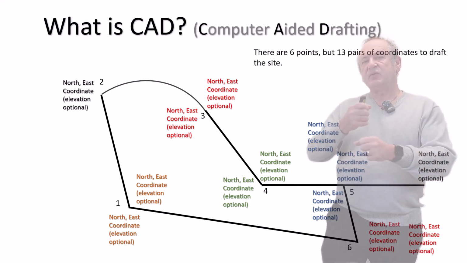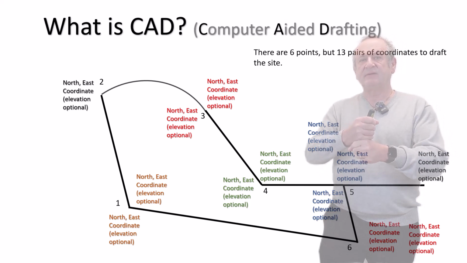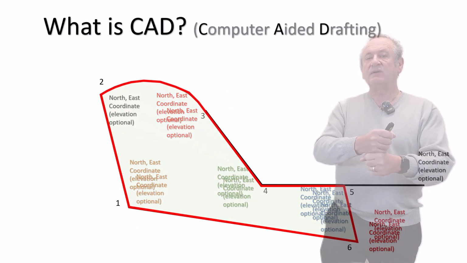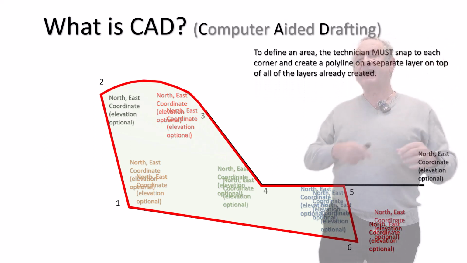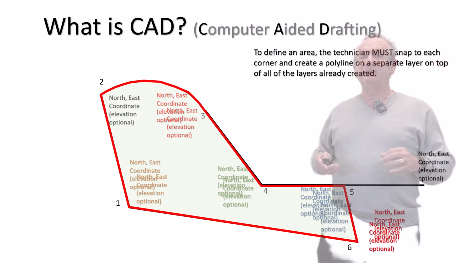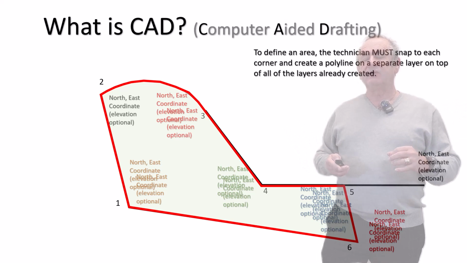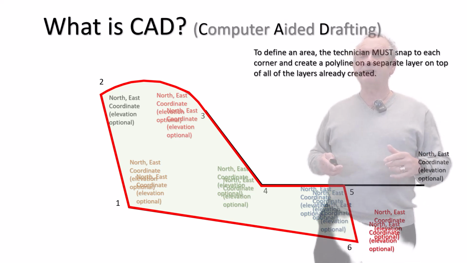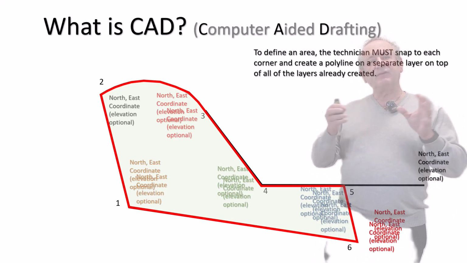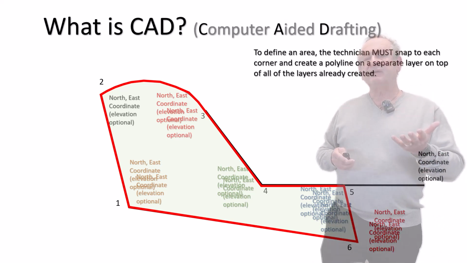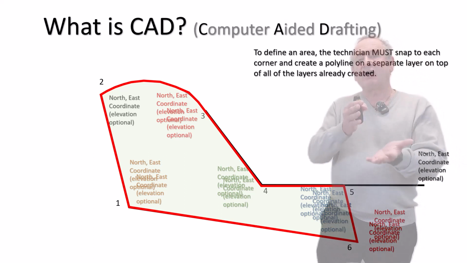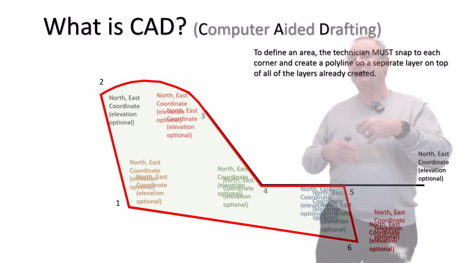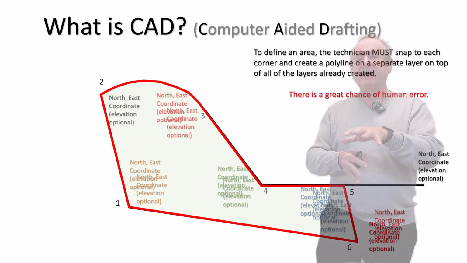So because these points are not fused together, they're not the same point, in order to define area, one must take a polyline and define that area by pointing to these individual entities and points. So the chance of a human error is actually pretty great, especially when things are very complex. So area is done on a separate layer than all the layers that you already have stacked on top of each other and all the points that are already stacked on top of each other.